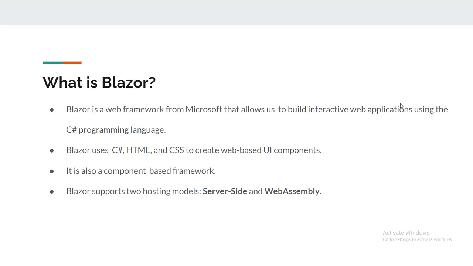Blazor uses C#, HTML, and CSS to create web-based UI components. Also, Blazor is a component-based framework. That means applications are created by assembling reusable components. So these reusable components can be combined to build more complex UIs. Also, Blazor supports two hosting models, server-side and WebAssembly. I will explain later.